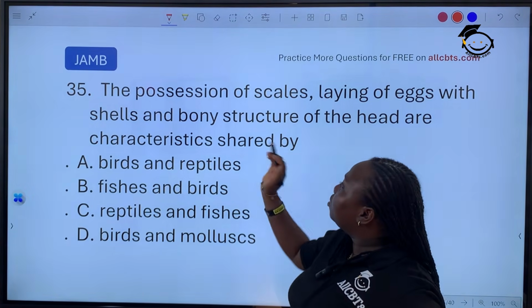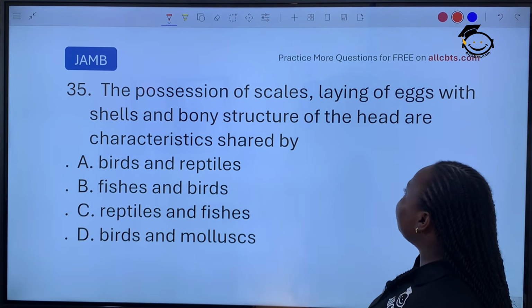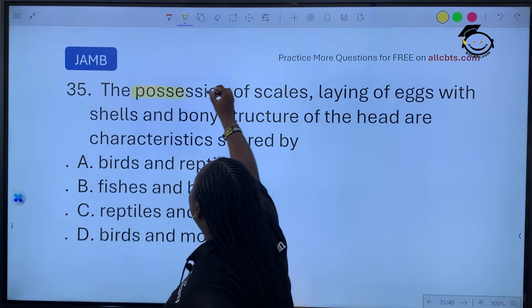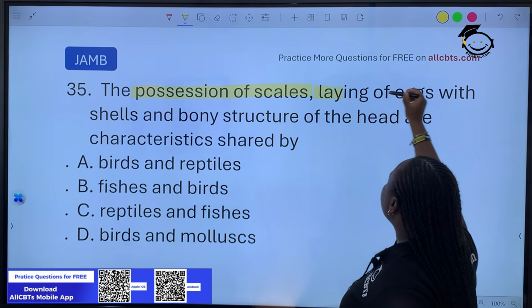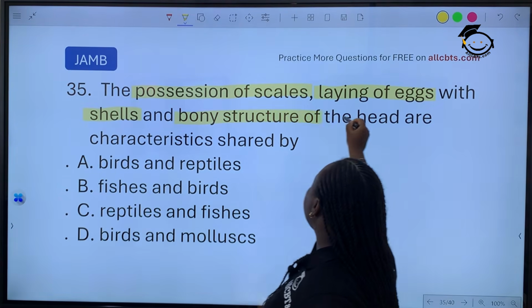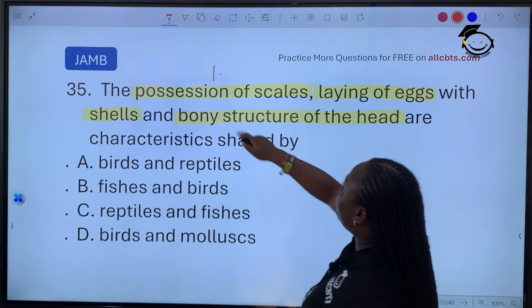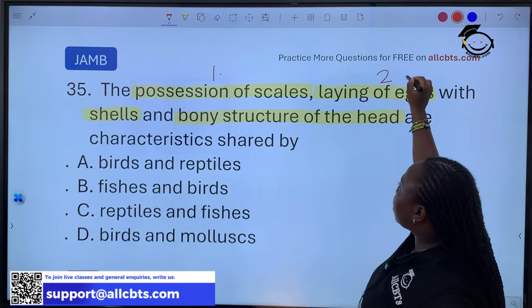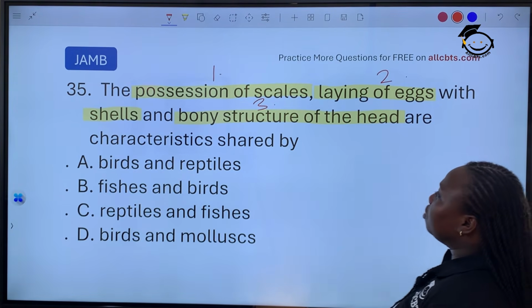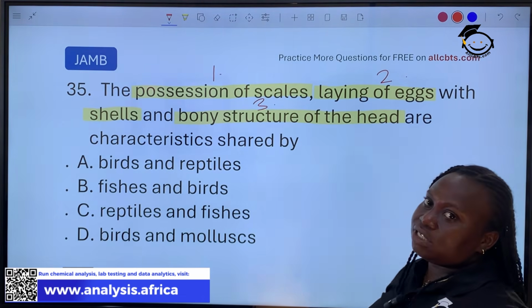Number 35. The possession of scales, laying of eggs with shells and bony structure of the head are characterized by what? Now we have characteristics of possession of scales, and we have laying of eggs with shells, bony structure of the head. So we have three characteristics. The three characteristics I can see here are: number 1, possession of scales; number 2, laying of eggs with shells; number 3, bony structure of the head. So they are trying to ask us what particular organisms have these particular characteristics.